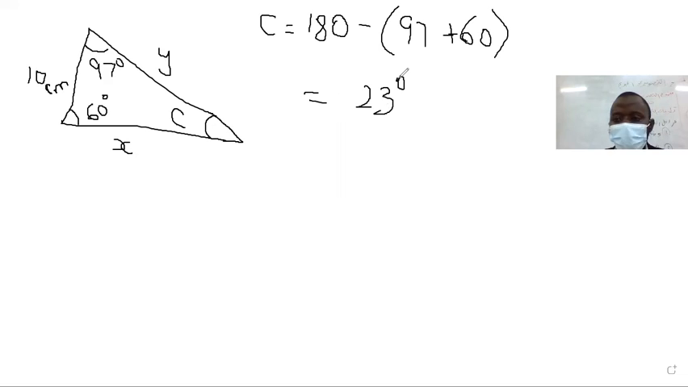Okay, now that we know angle C, let us now find the missing sides. That is X and Y. And we are going to apply sine rule now. Okay, I know my angle C. I know this side. Let me find side X first. Remember, according to sine rule, the sine rule says that A divided by sine A is equal to B divided by sine B.